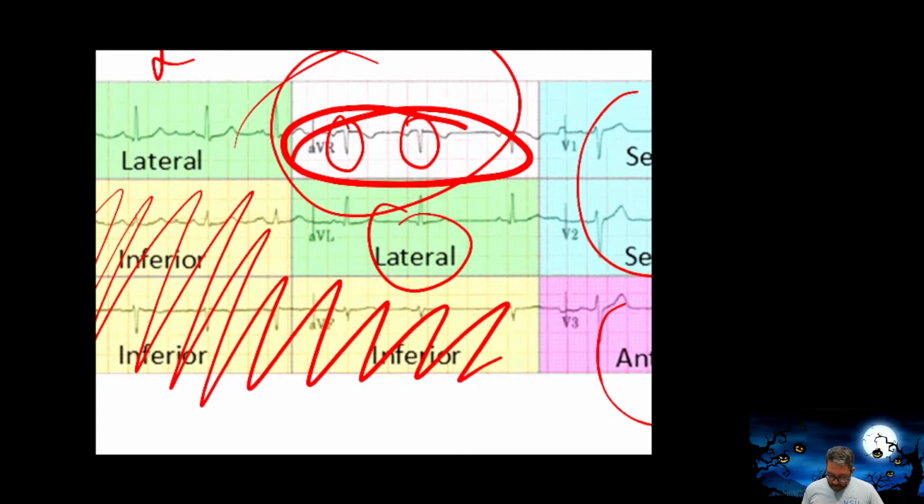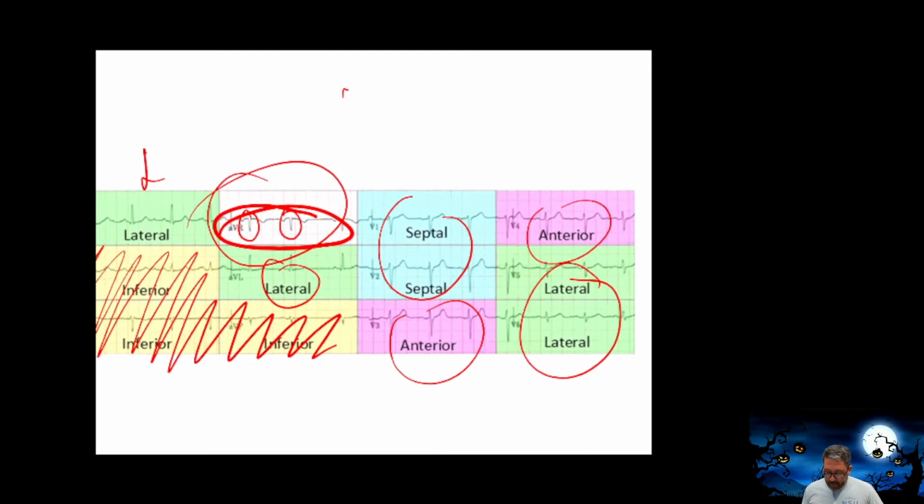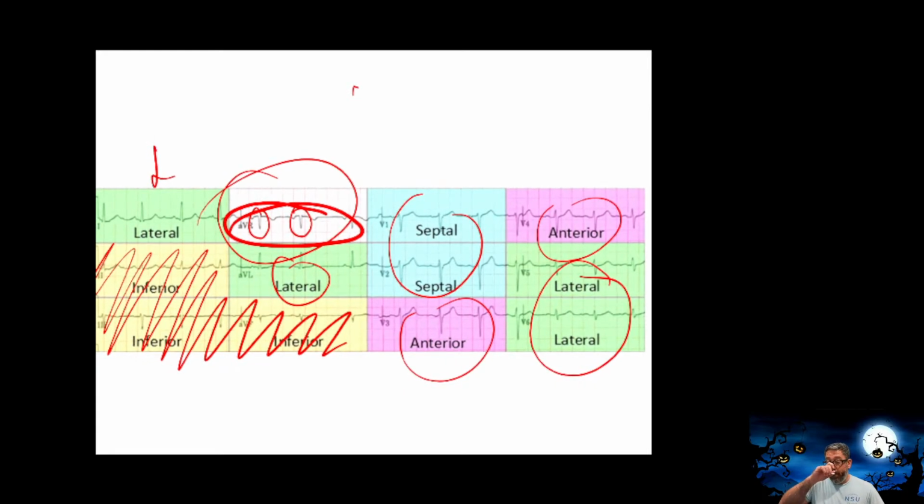Now, question about posterior MIs. So remember, it's all looking at reciprocal changes. So if you're seeing depression before, depression is a marker of ischemia.